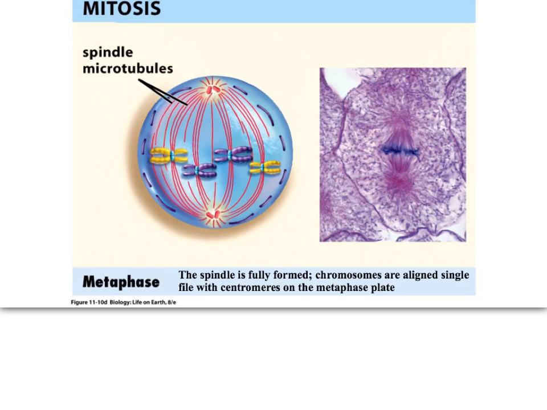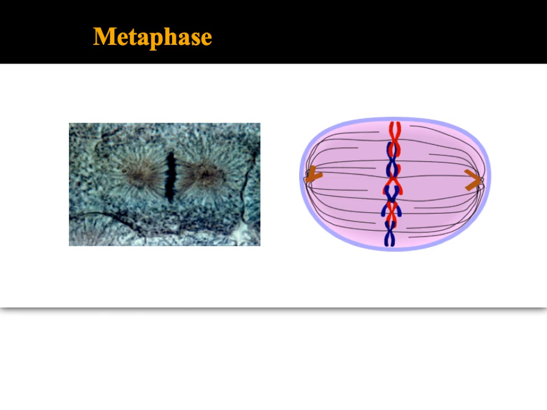So that's metaphase. You can see I have my chromosomes in a nice straight line down the middle, and my spindle fibers are attached to the centromere at the kinetochore. This is an actual picture of a cell in metaphase, and again, you can tell it's metaphase because all the chromosomes are lined up right down the middle, and you can see the spindle attached to the chromosomes.